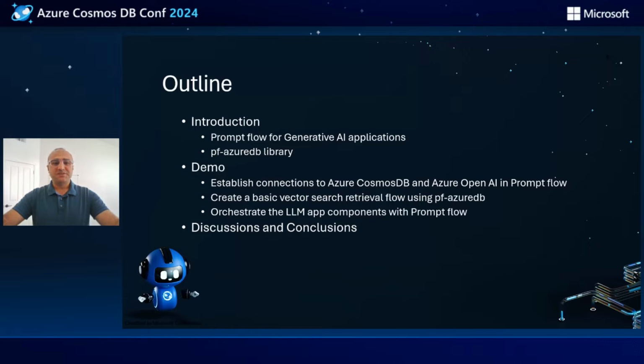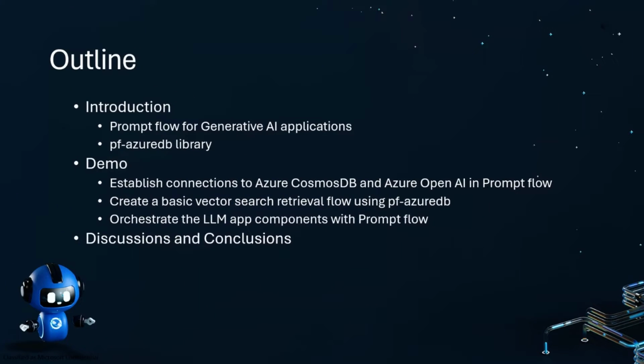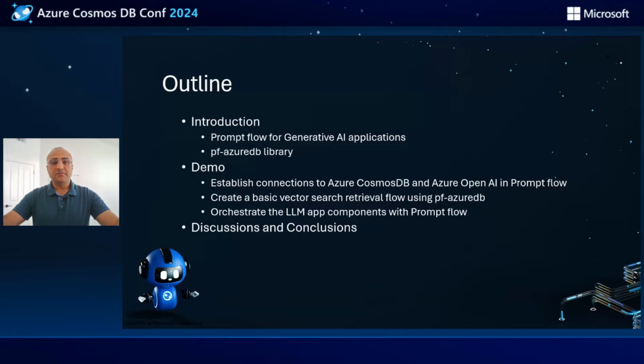In my presentation, first, I'm going to introduce you to PromptFlow for generative AI applications. Then I will talk about the pf-azuredb library and introduce the functionality of the library. And then I'll move on to show you a demo of how we can use the pf-azuredb library to build LLM applications using Azure Cosmos DB and also PromptFlow.